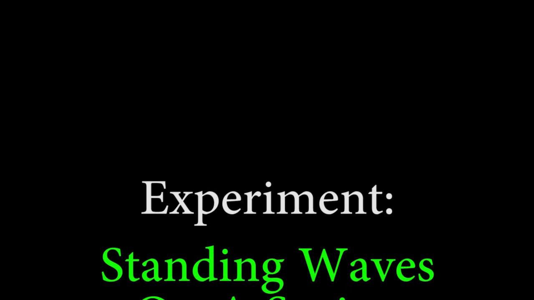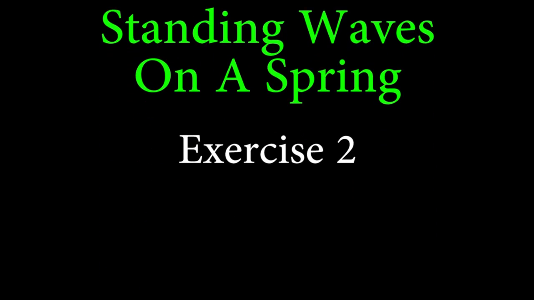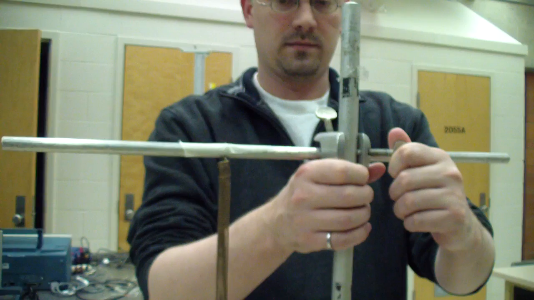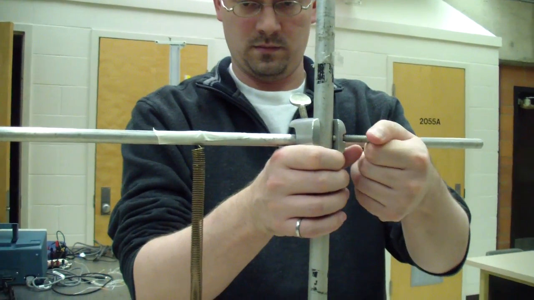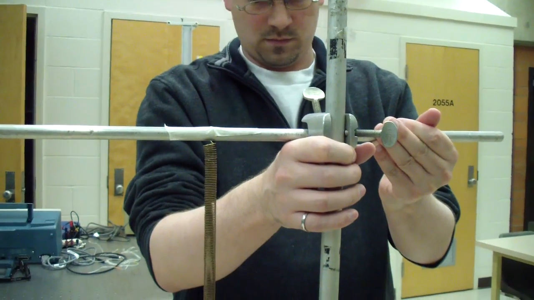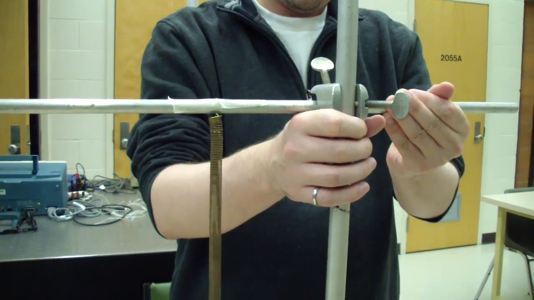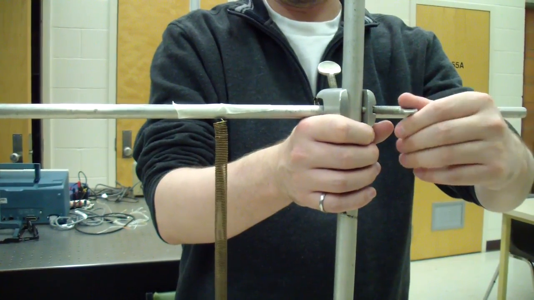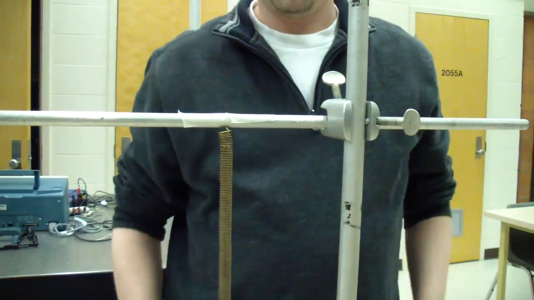In exercise 2, we'll be changing the length of the spring and correspondingly the tension. Adjust the height of the bar. Ensure that there is still some tension in the spring. Measure a particular mode's frequency for various lengths of spring. Find the spring constant and compare to your previous results.